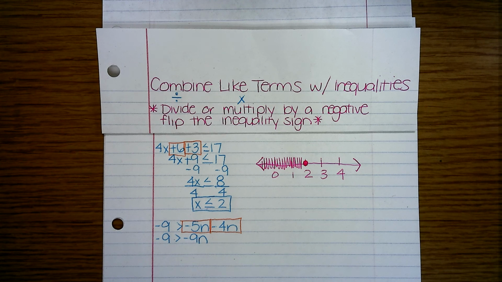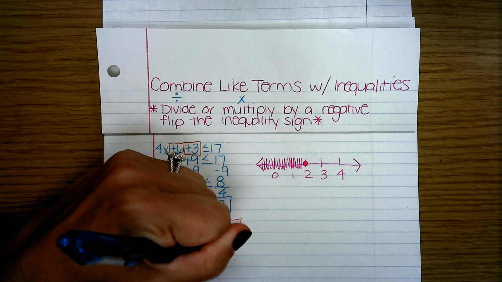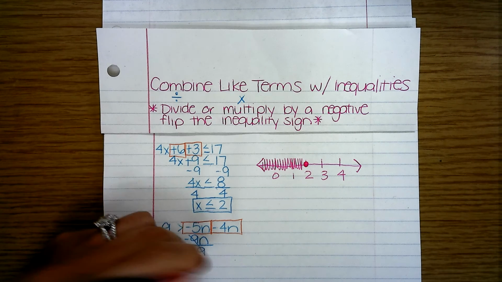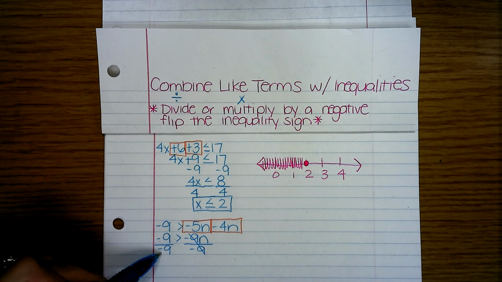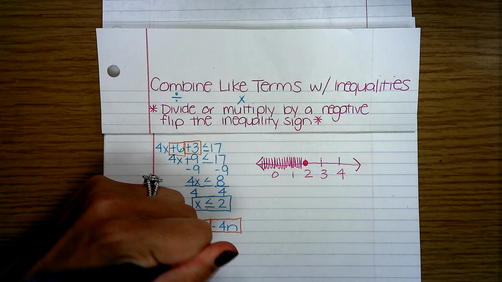So this is a one step. All I've got to do is divide both sides by negative 9. That cancels here. Anything divided by itself is just 1. So 1 is greater than n.